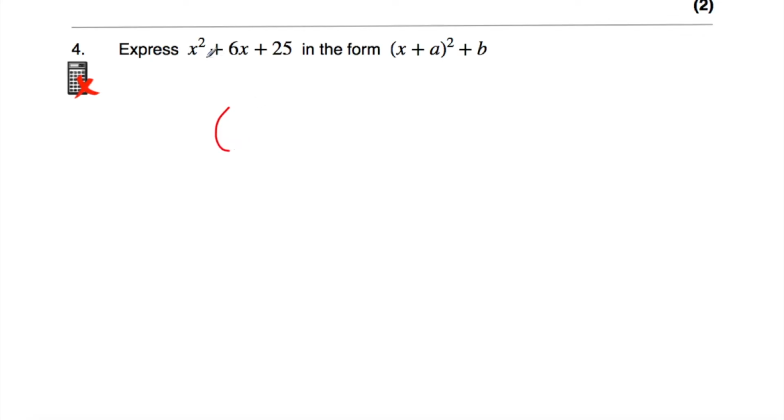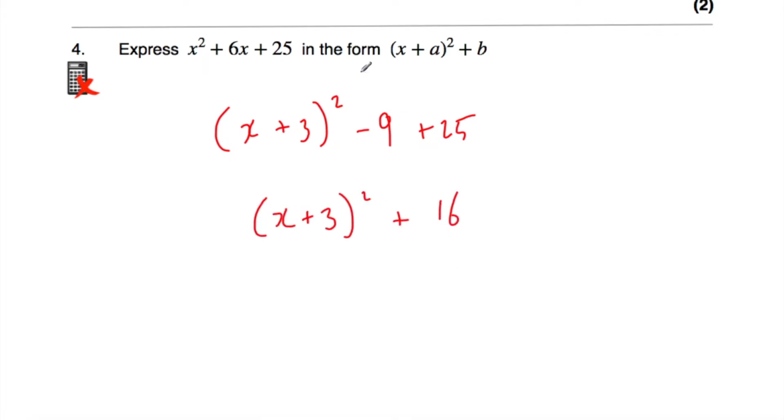So let's open up our brackets. It's x squared, so we're going to write x. Now the coefficient of x is 6, so half of 6 would be 3, so plus 3, close bracket, squared. 3 squared is 9, so we're going to take away 9, and then we've got plus 25. Minus 9 plus 25 would be 16, so we're then going to have (x plus 3) squared plus 16. And that's it, we've done completing the square to our quadratic, and we've got our answer.